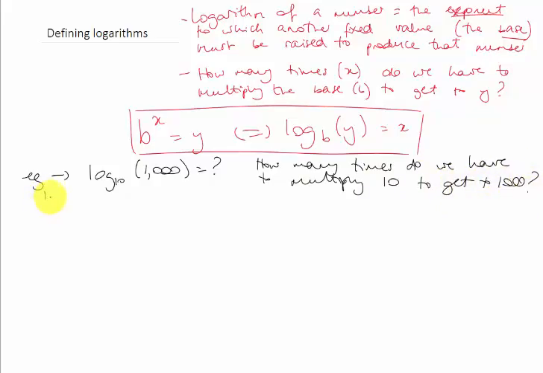And indeed we know that 1,000 is 10 times 10 times 10, or 10 to the power 3. And so we can fill in this equation here, so 10 to the power 3 is 1,000, is equivalent to saying that a log in base 10 of 1,000 is equal to 3. There's the first example. Now let's have another one.